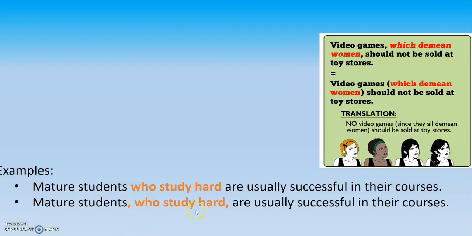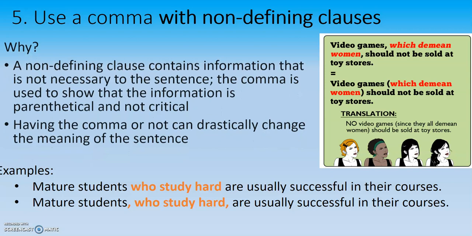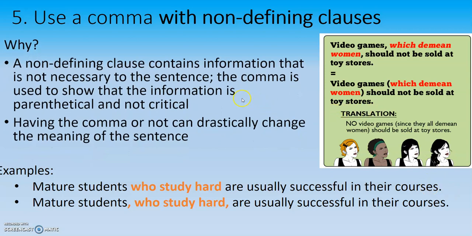In my second sentence, I've used commas, which means that this information is just extra, unnecessary information. So in this case, I'm saying mature students are usually successful. So in sentence number 2, I'm saying all mature students are successful. In sentence number 1, I'm defining only certain mature students are successful. So you use a comma with non-defining clauses, which you can really think of as being a clause that contains extra information that's not really necessary to the sentence. It's not necessary grammatically, and it's not necessary for the meaning of the sentence.